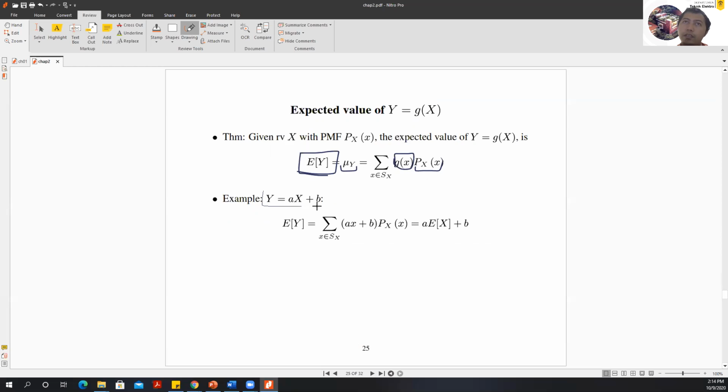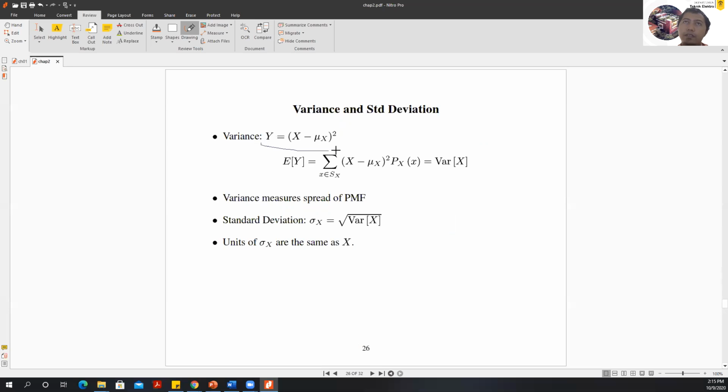For example, y consists of this equation: a is a constant, b is a constant, and x is a scalar. So we can express the expected value, because the random variable is embedded in the variable x, so we can take the expectation only on x. It is a multiplied by the expectation of x, plus b.